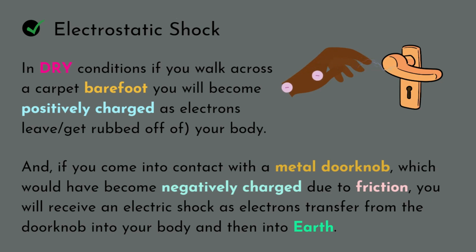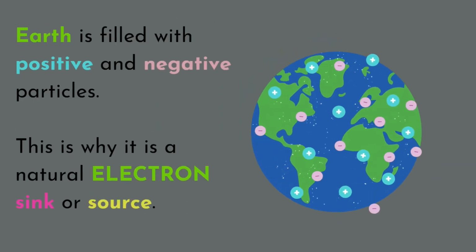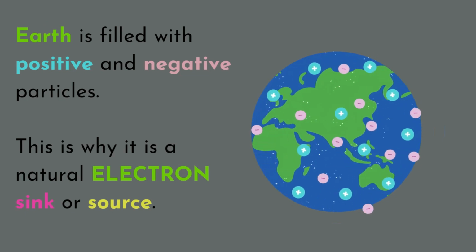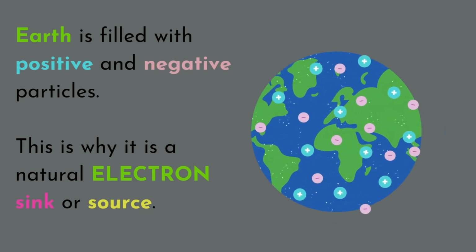Electrostatic shock. In dry conditions, if you walk across a carpet barefoot, you become positively charged as electrons leave or get rubbed off of your body. And if you come into contact with a metal doorknob, which would have become negatively charged due to friction, you will receive an electric shock as electrons transfer from the doorknob into your body and then into Earth. Earth is filled with positive and negative particles. This is why it is a natural electron sink or source.